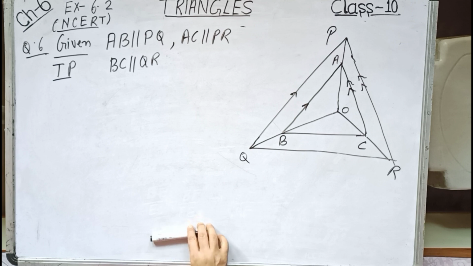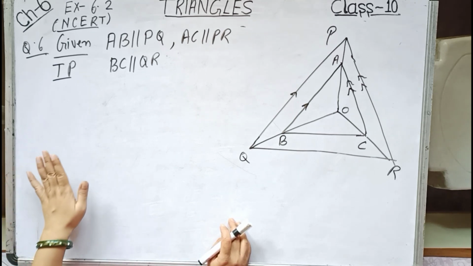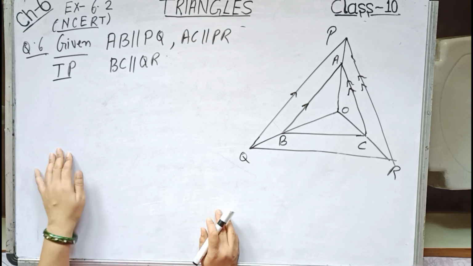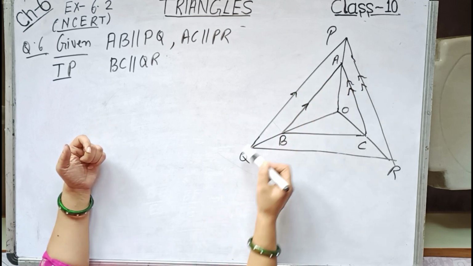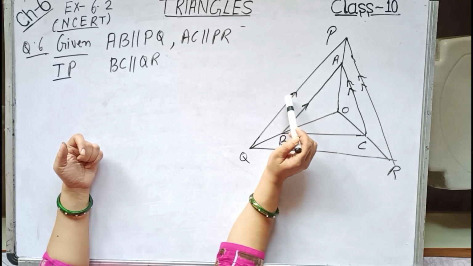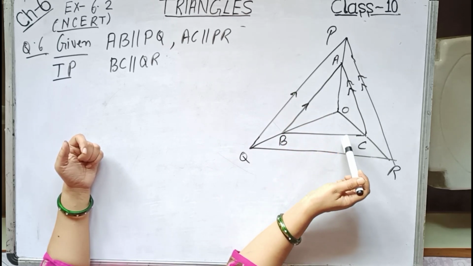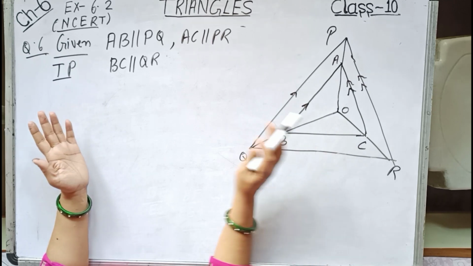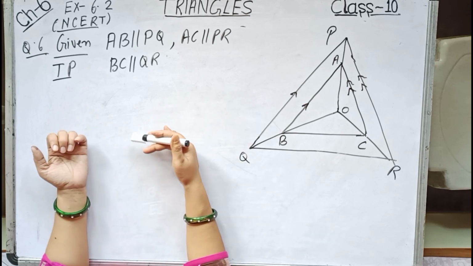Now question number 6 of exercise 6.2 NCERT. Children, you open the book and see what is the question given. I am explaining also what is given in the question. It is given that in triangle PQR, AB is parallel to PQ and AC is parallel to PR. We have to prove that BC is parallel to QR. So obviously, as I said, proceed in the way as it is given, and you will get the result.